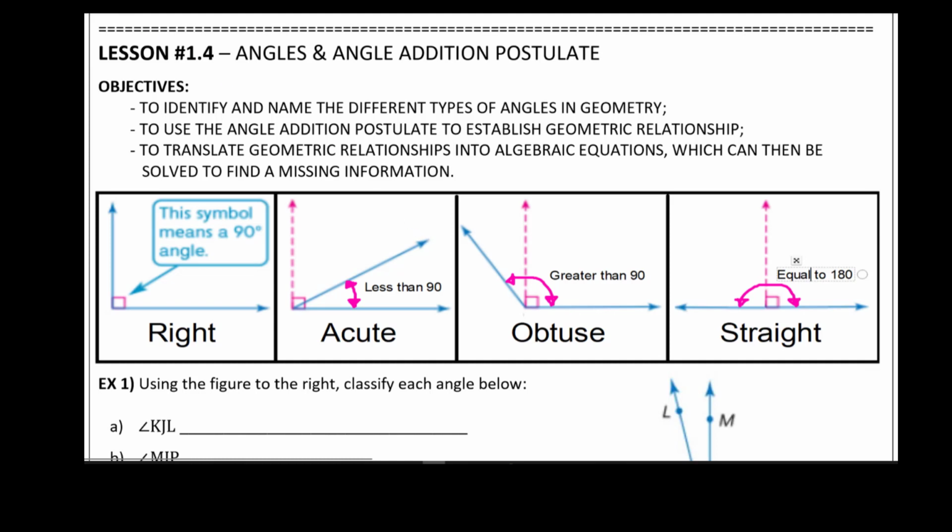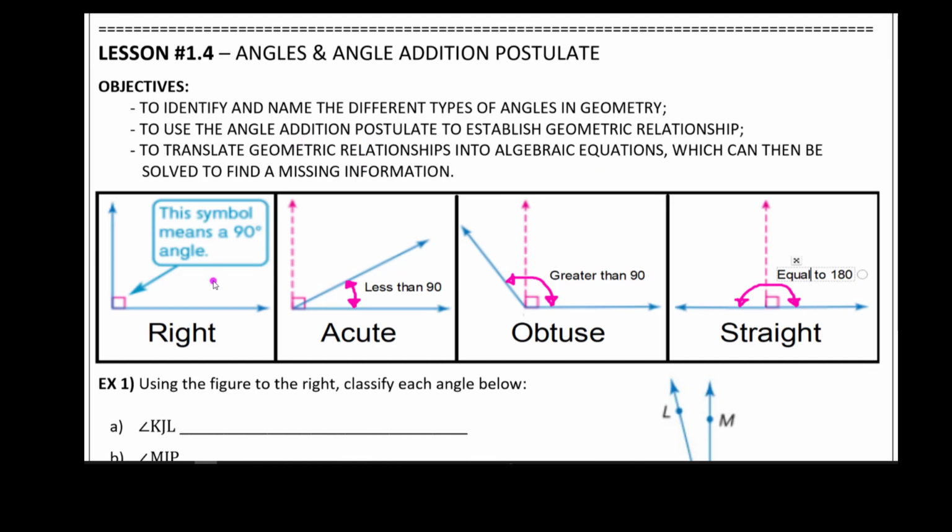Hello and welcome. This lesson is going to be about angles and the angle addition postulate, and it's going to be very similar to what we learned when we talked about the segment addition postulate. The objectives today are to identify and name different types of angles in geometry, and to use the angle addition postulate to establish geometric relationships and to translate those relationships into algebraic equations, which then can be used to solve to find the missing information. So very similar objectives to when we learned the segment addition postulate.